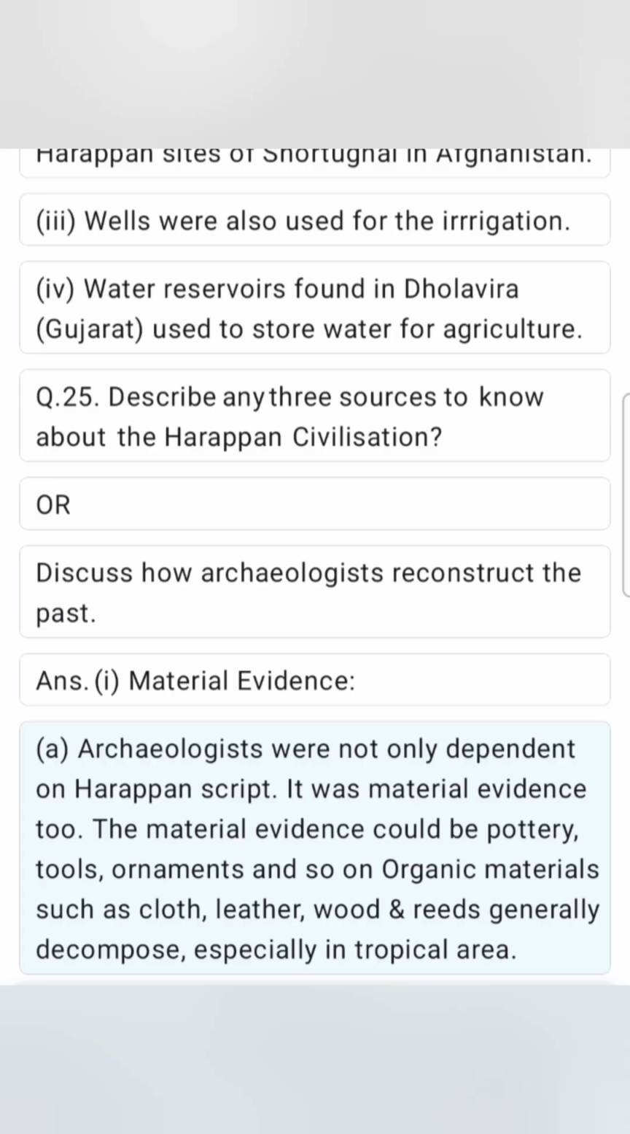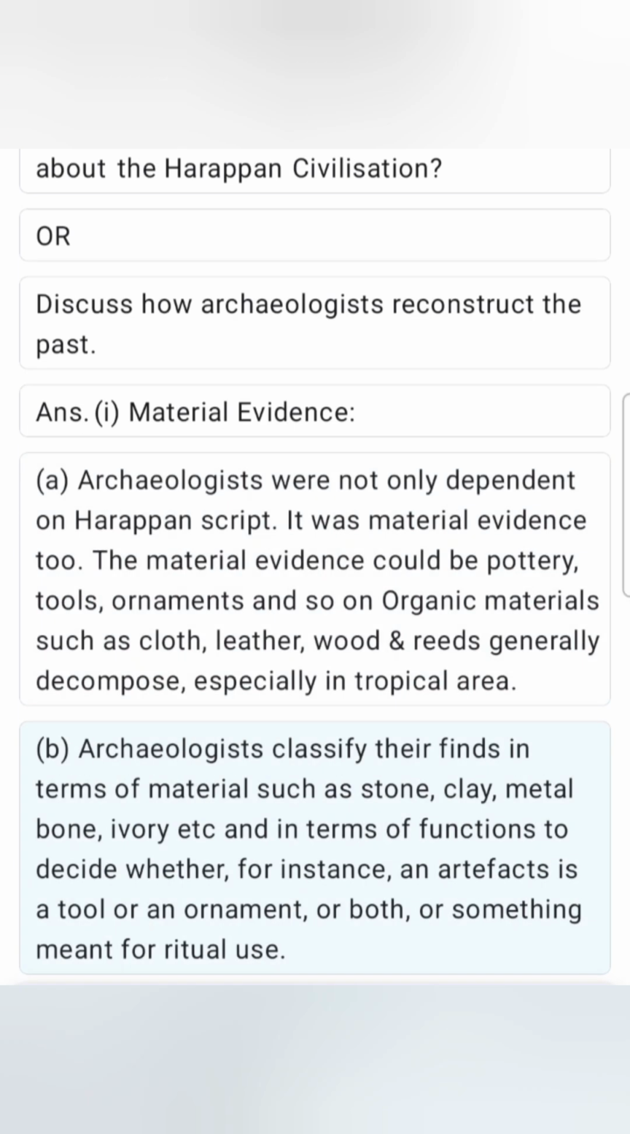Organic materials such as cloth, leather, wood and reeds generally decompose, especially in tropical areas. Archaeologists classify their finds in terms of materials such as stone, clay, metal, bone, ivory etc., and in terms of functions to decide whether, for instance, an artifact is a tool or an ornament, or both, or something meant for ritual use.